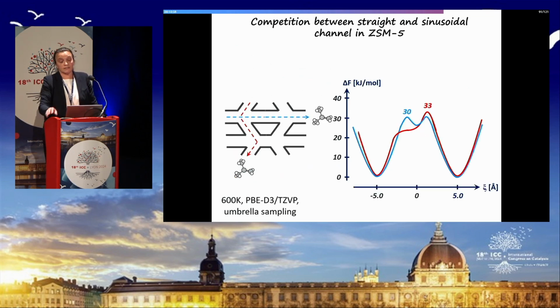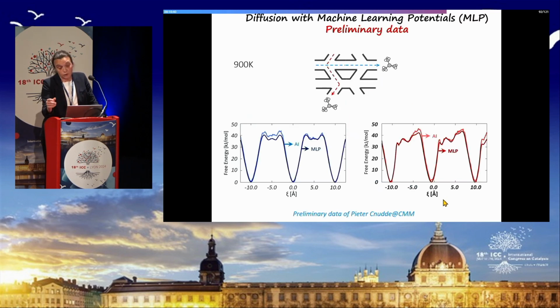So what you can see here are again free energy profiles at the DFT level of theory. And of course, this is again a hindered profile. The blue curve is for diffusion along the straight channel. The red is for diffusion along the sinusoidal channel. This is at the DFT level of theory. But we also did this at the machine learning potential level of theory, and we see they resemble quite okay.